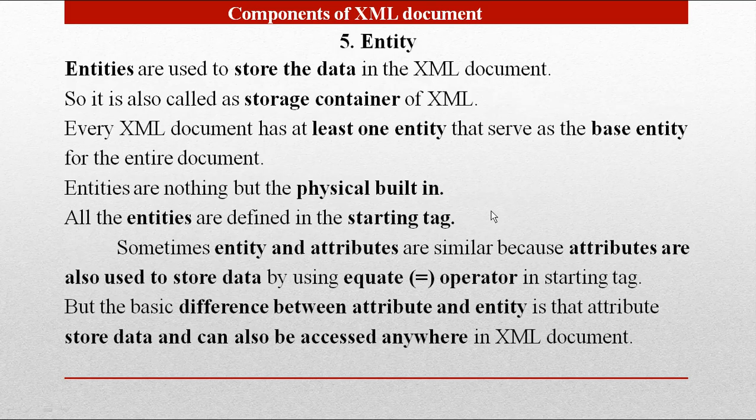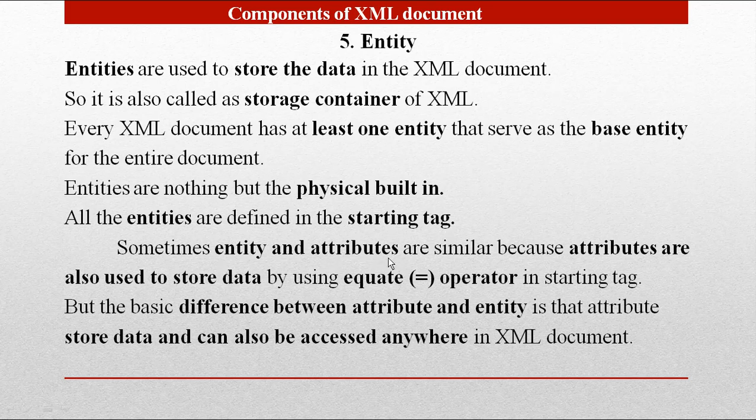And the fifth component of the XML document is the entity. Entities are used to store data in an XML document, so it is also called a storage container of XML. Every XML document has at least one entity, which serves as the base entity for the entire document. Entities are nothing but physical built-in units. All entities are defined in the starting tag.